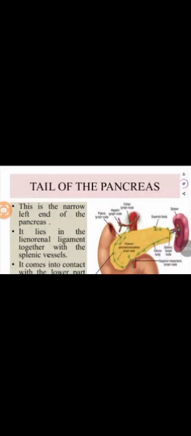Tail of the pancreas. It is the narrow left end of the pancreas. It lies in the lienorenal ligament together with the splenic vessels. It comes into contact with the lower part of the gastric surface of the spleen.